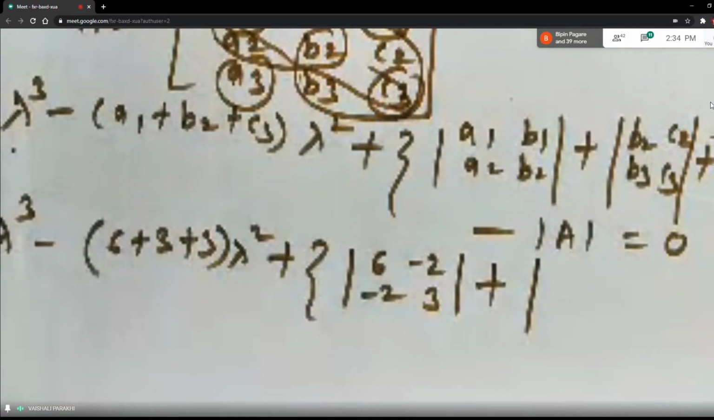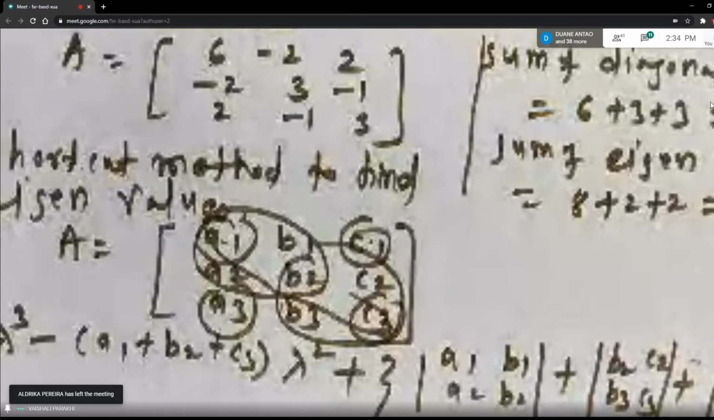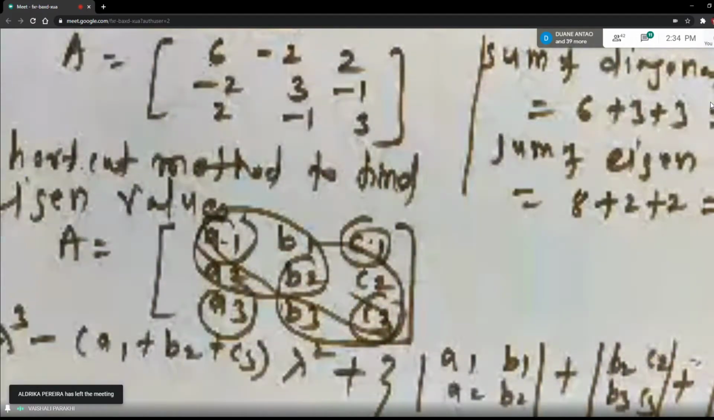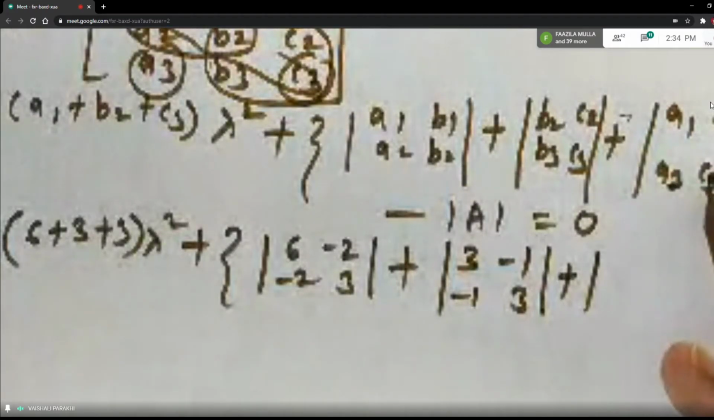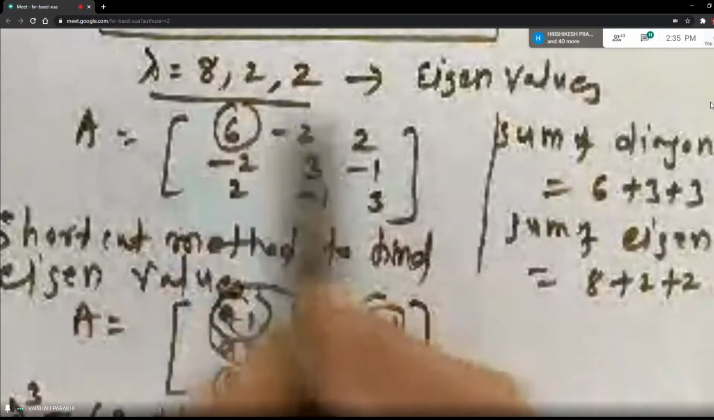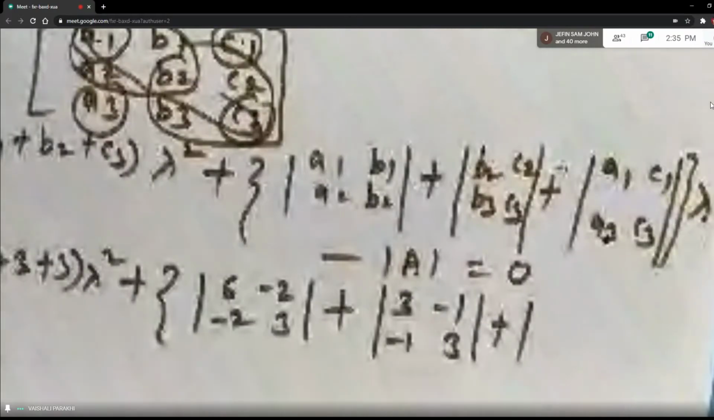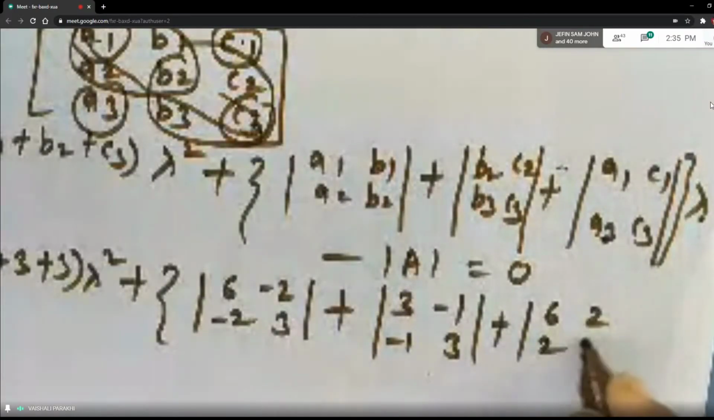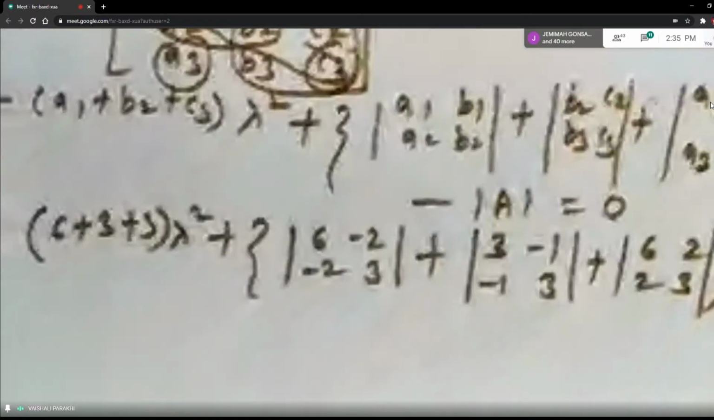Plus. What will be the second minor, students? These are the last 4 numbers of the given matrix. 3, minus 1, minus 1, 3. Okay? And plus. Now what is the last minor, students? Last minor means corner elements. What are the corner elements here in our matrix? 6, 2, 2, 3. And this is coefficient of lambda, right?